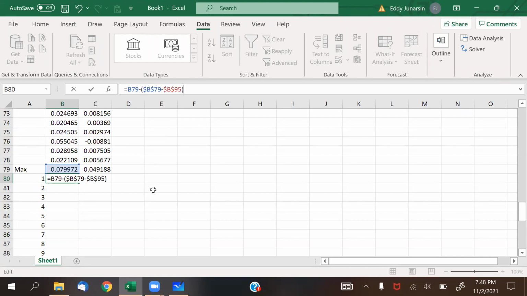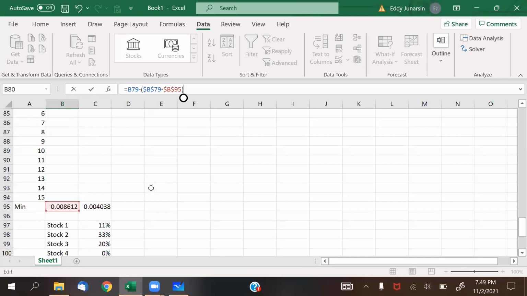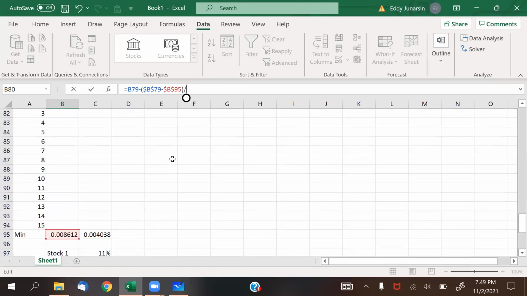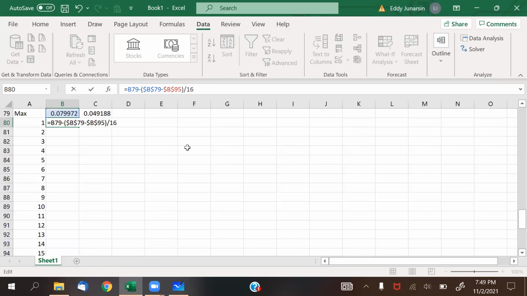Okay. Let me check. Is it correct? 95. Yeah, correct. And then divide it by how many portfolios we want again? In this example, 15. So it should be divided by the number of portfolios plus 1, so divided by 16. We want to have 15 portfolios on the graph, on the line, but it should be divided by the number of portfolios plus 1.